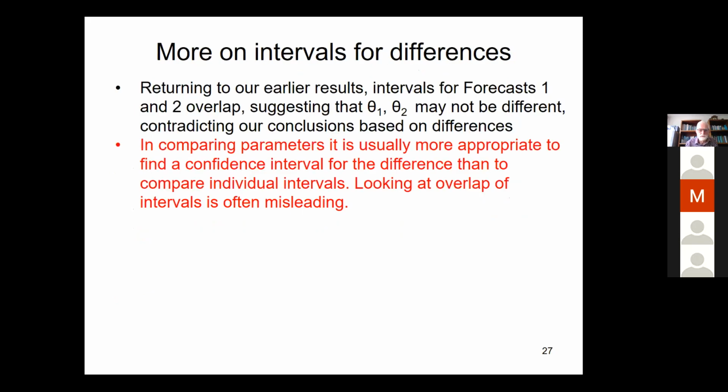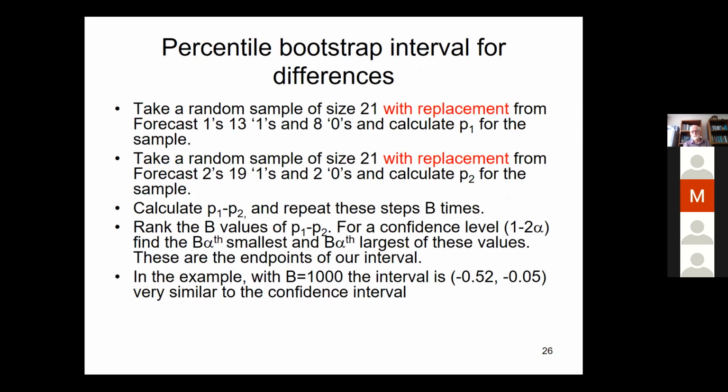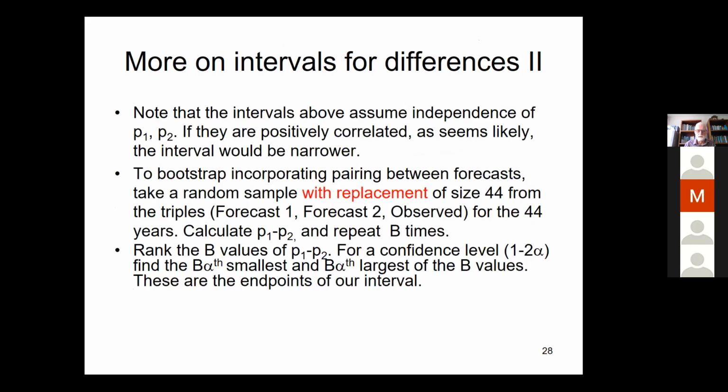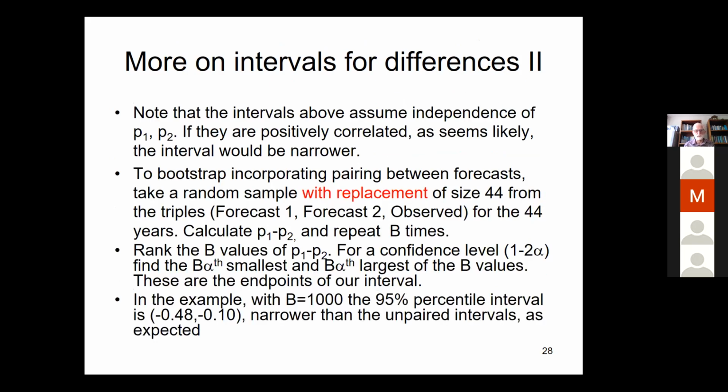It's not on there. There we are. There's the previous one, minus 0.52 to minus 0.05. It's gone to minus 0.48 and minus 0.1, was it? The main thing is that it's narrower, and that's what we'd expect if there was some positive association between the two forecasts.